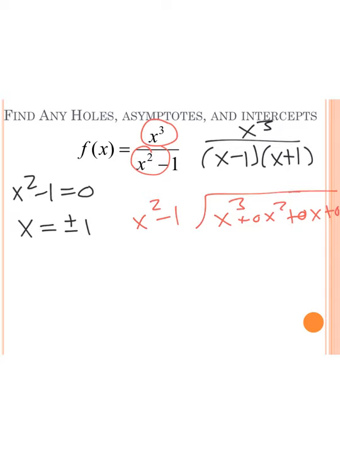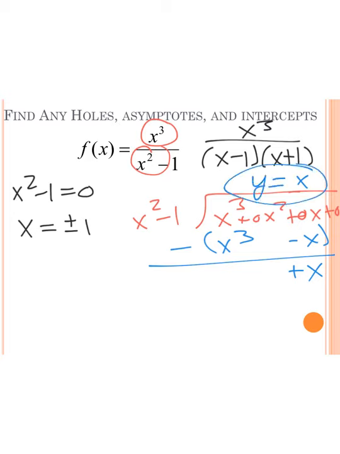Okay, I want to line up my terms, so I need x squared to be the same as x cubed. To make that happen, I'm going to multiply by an x. And if I do that, I end up getting x cubed minus x. If I subtract, I end up getting just a positive x. And this positive x is actually a remainder because there's no way I can take x squared and divide it into that x because my degree is already too big, which means that for my slant asymptote, I have the simple equation of y equals x.